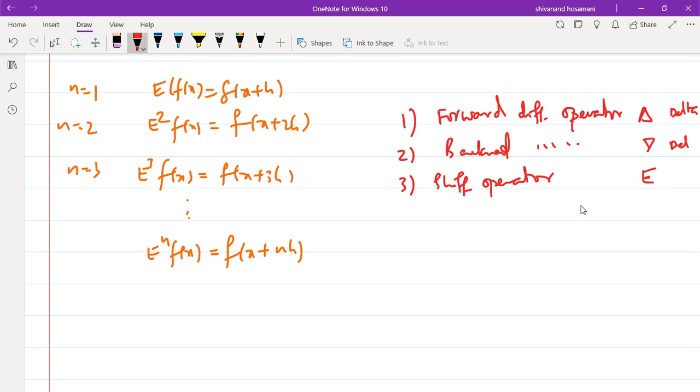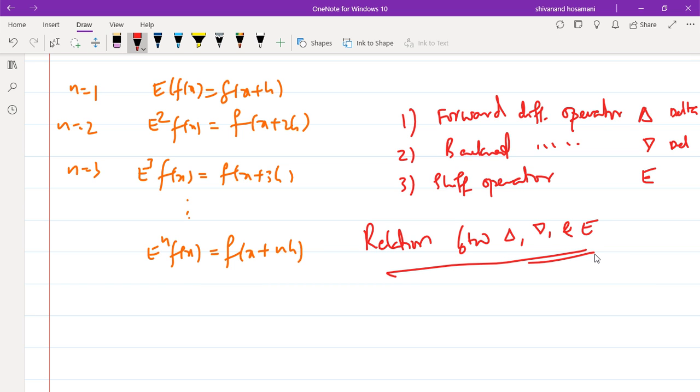We shall see in the next class what the relation is between these three operators: delta, del and E. Thank you.